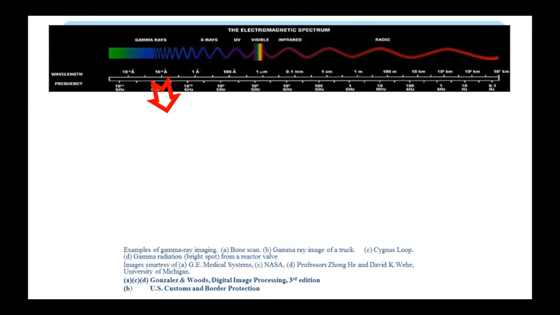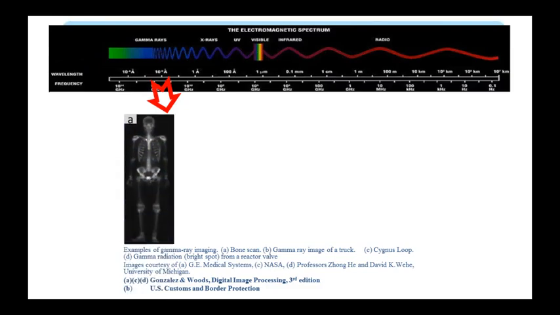Major uses of imaging based on gamma rays include nuclear medicine and astronomical observations. In nuclear medicine, the patient is injected with a radioactive isotope that emits gamma rays as it decays. Images are then generated from the emissions collected by gamma ray detectors. So the first image shows a complete bone scan. Images of that nature are used to locate infections or tumors.